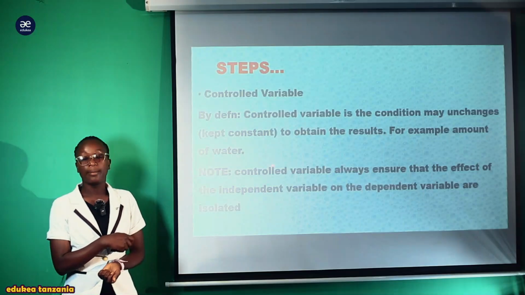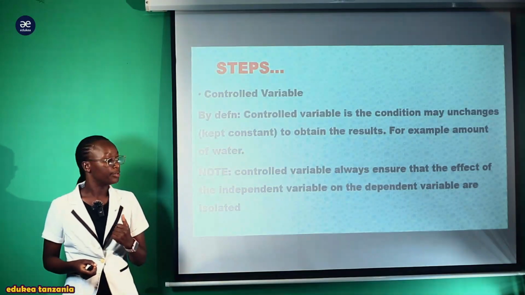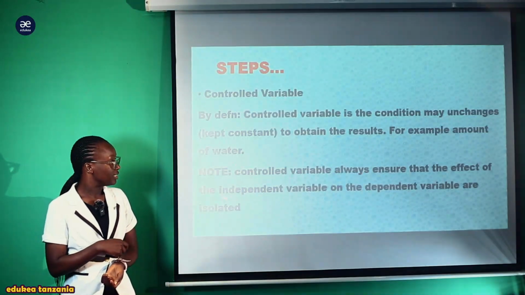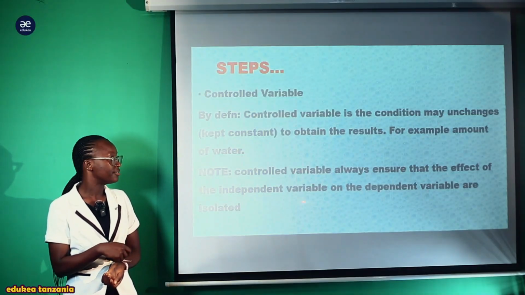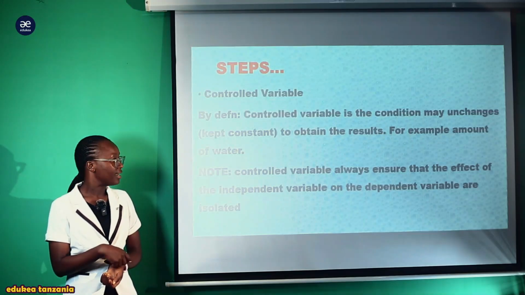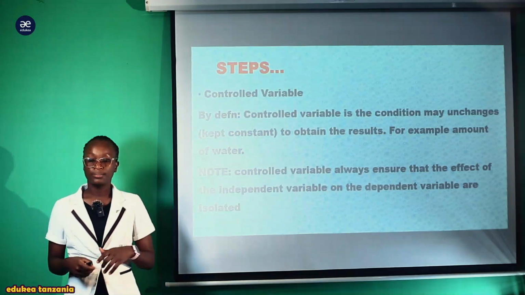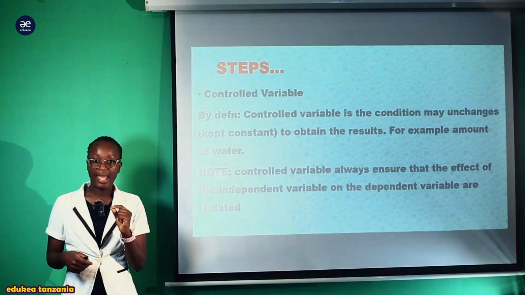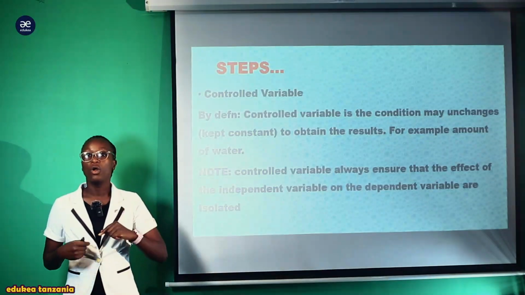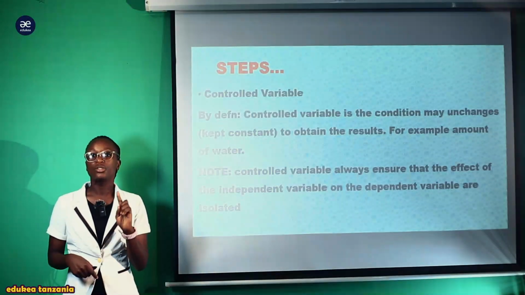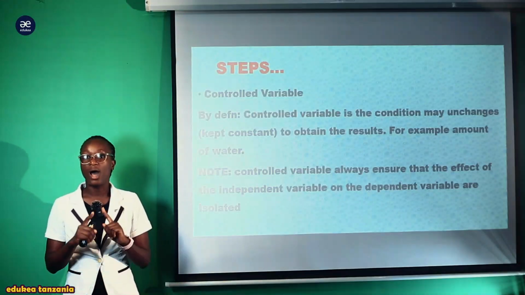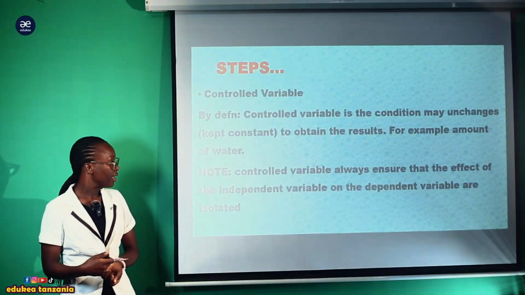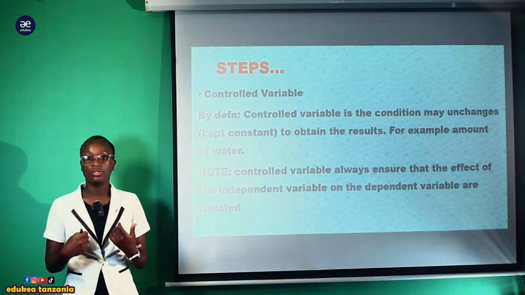Note that controlled variable always ensures that the effect of the independent variable on the dependent variable is isolated. Kwamba lengo la controlled variable always it tends to ensure that independent variable and dependent variable are isolated. That is the main purpose of controlled variable. Ndio maana yenyewe inakuwa ni constant, haibadiliki, ni unchanged condition.